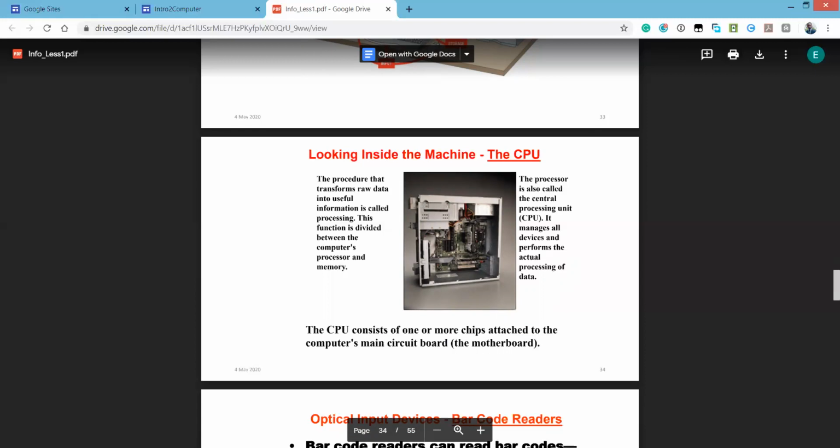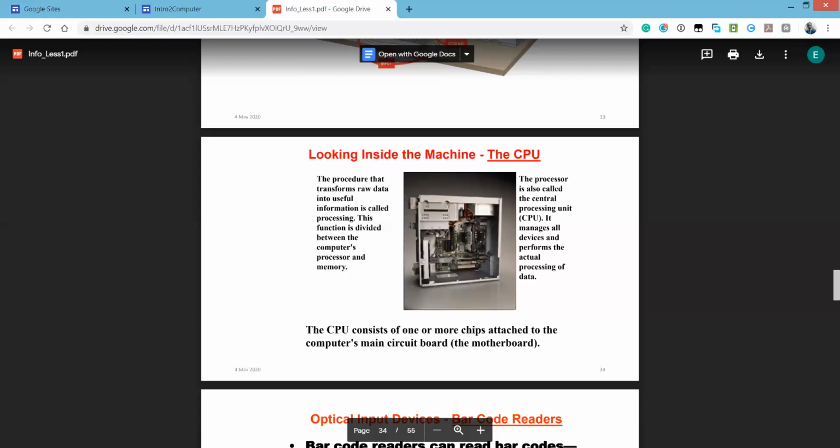Okay, so now the processor is also called the central processing unit, which is also known as a CPU. It manages all the devices and performs the actual processing of data. So the processor does everything. The machine cannot be complete without the processor. It is the brain of the machine. So the machine cannot function properly without the processor. The processor has access to everything, checks everything, detects everything in the machine. So without a processor, nothing can actually be done.